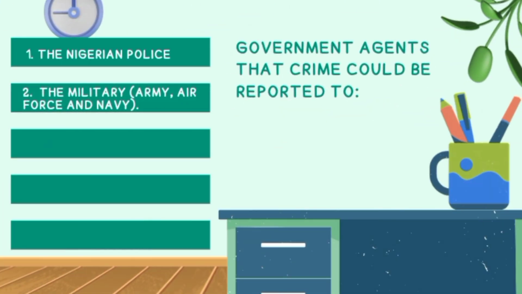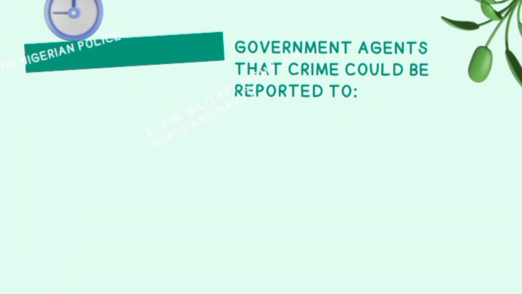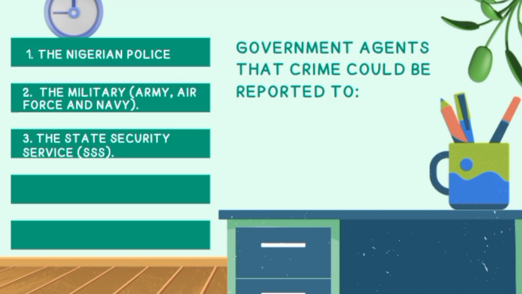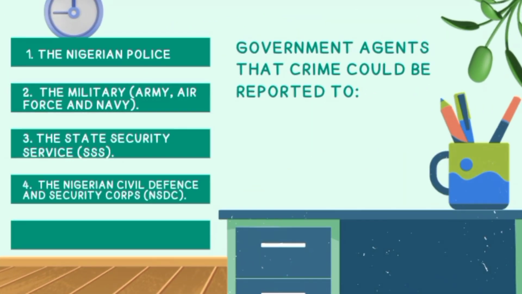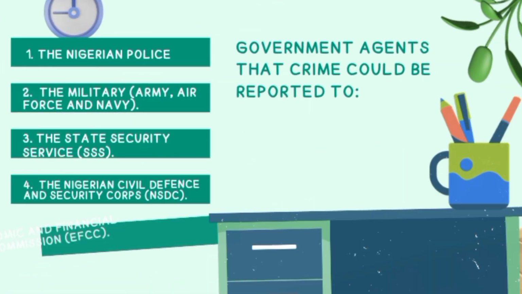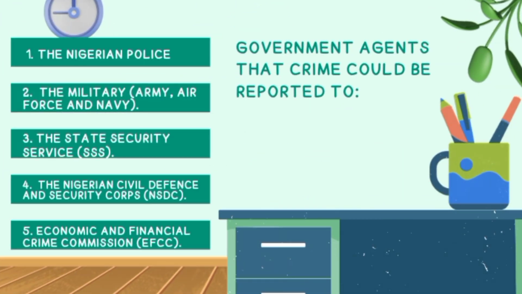We also have the military, that is the army, the air force, or the navy. You can also report crimes to them. Then we have the State Security Service, which is called the SSS. You can report crime also to them. You can also report crime to the Nigerian Security and Civil Defence Corps, the NSCDC. And lastly, you can report crime to the Economic and Financial Crimes Commission, that is the EFCC. So these are some government agents that you could report crimes to.